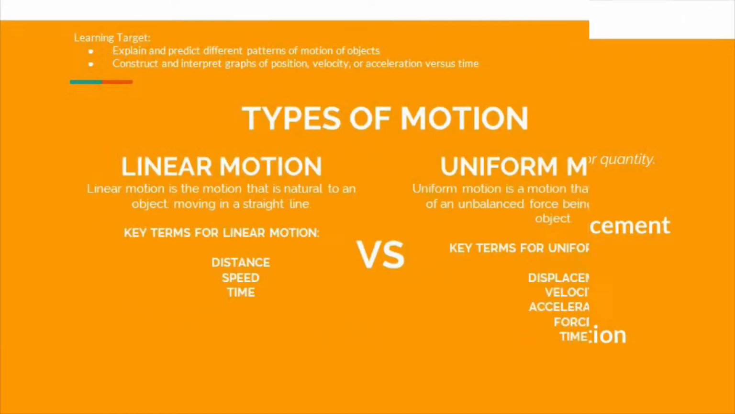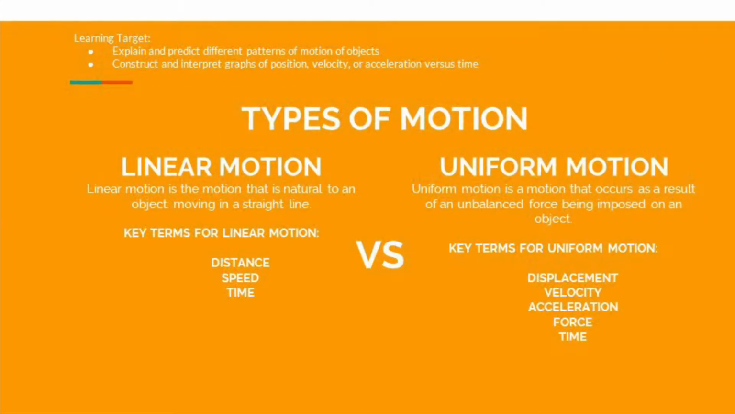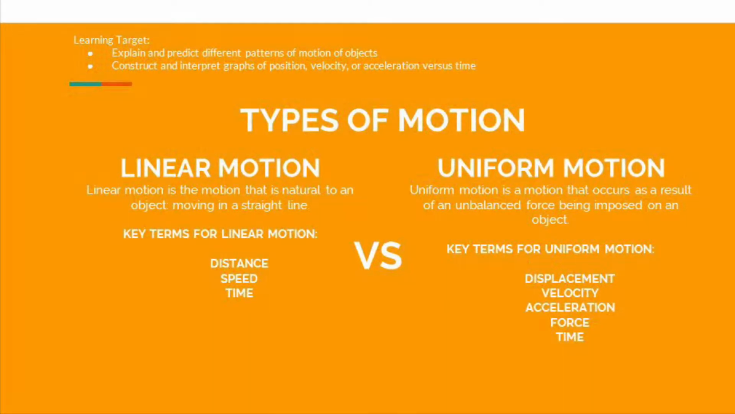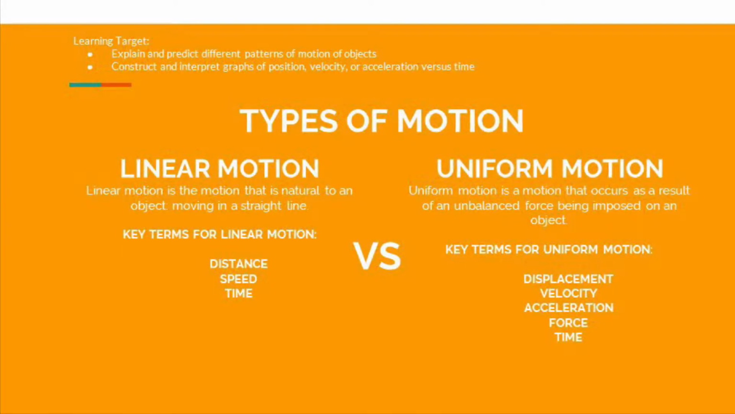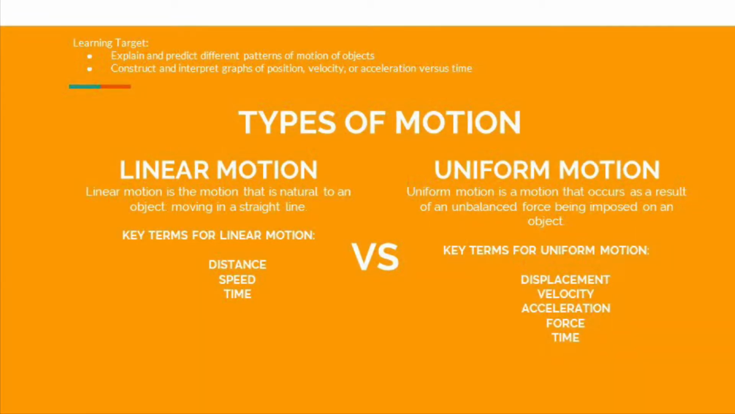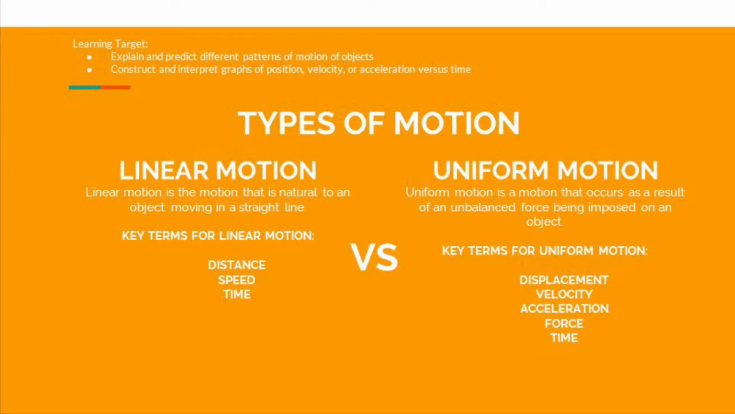When we talk about motion, there are two main kinds of motion: linear motion and uniform or accelerating motion. Linear motion is the motion that is natural to an object moving in a straight line. Some key terms for linear motion are distance, speed, and time. On the other hand, we have uniform motion. Uniform motion is a motion that occurs as a result of an unbalanced force being imposed on an object. Some key terms for uniform motion include displacement, velocity, acceleration, force, and time.